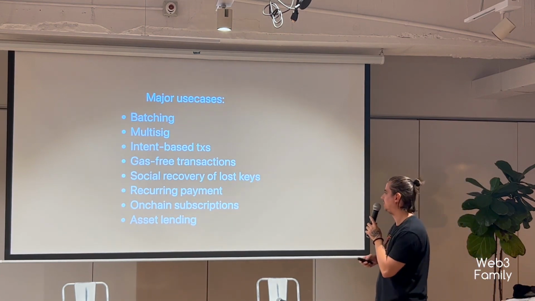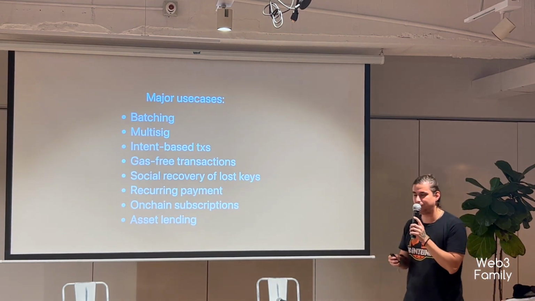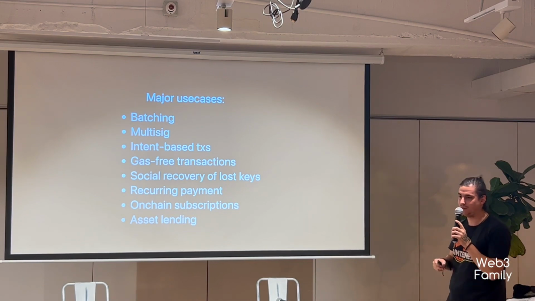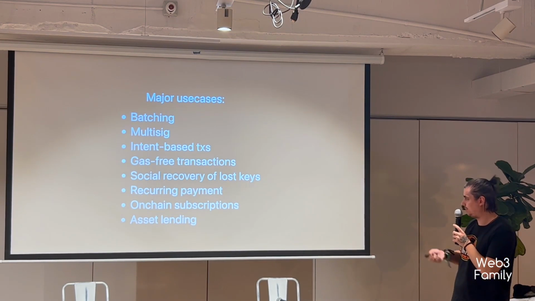So some major use cases, as I said, transaction batching. Some old use cases, if you remember Gnosis Safe, that's one of the first examples of a contract wallet way before account abstraction. It's a non-standard contract wallet. They implemented the multi-sig themselves. But that's one of the earliest use cases for it.